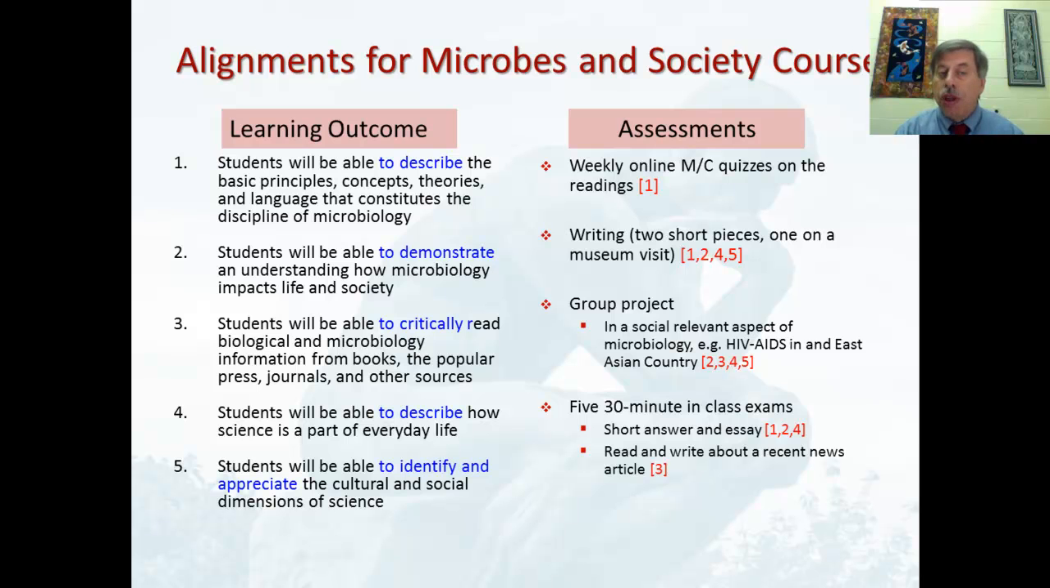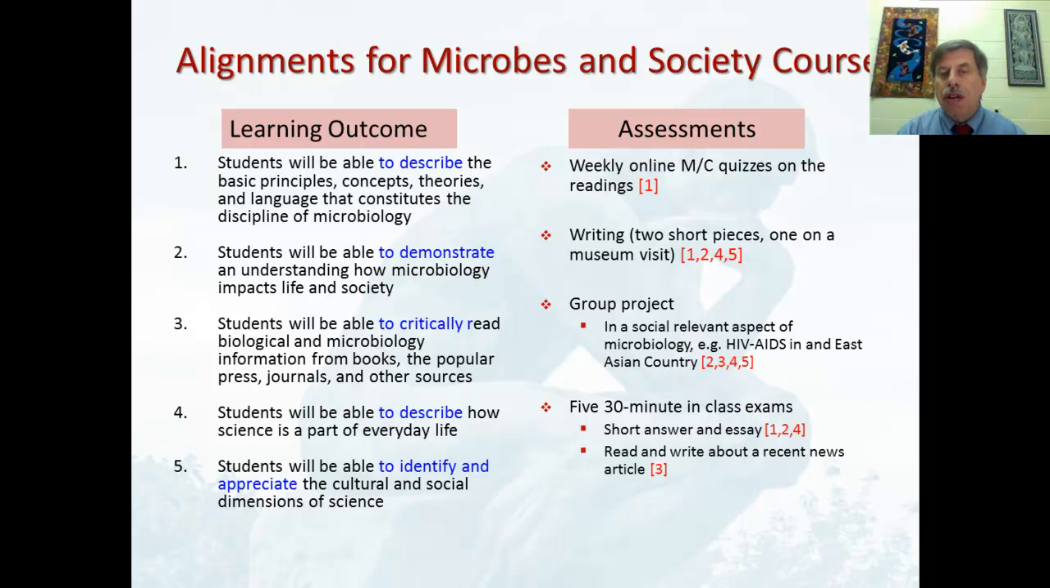You'll see on one side the learning outcomes. I'll read a couple of these and I'll let you go through the other ones. So the first learning outcome is students will be able to describe basic principles, concepts, theories, and language that constitutes the discipline of microbiology. Let's look at the third one. Students will be able to critically read biological and microbiology information from books, popular press, journals, and other sources. Let's look at the fourth one. Students will be able to describe how science is part of everyday life. And then the fifth one, students will be able to identify and appreciate the cultural and social dimensions of science. These are my learning outcomes.